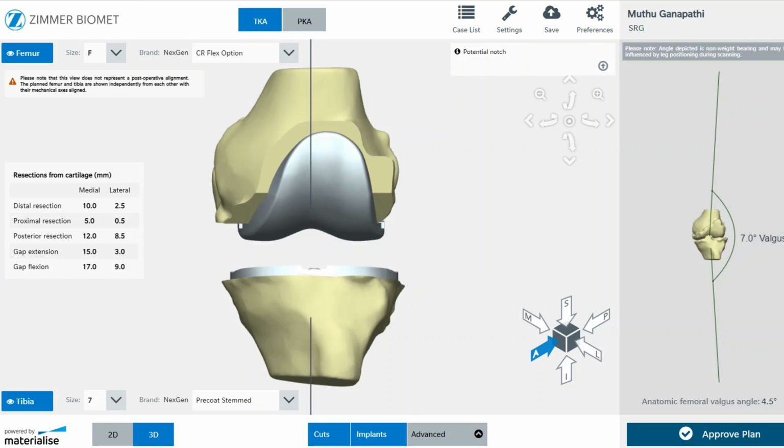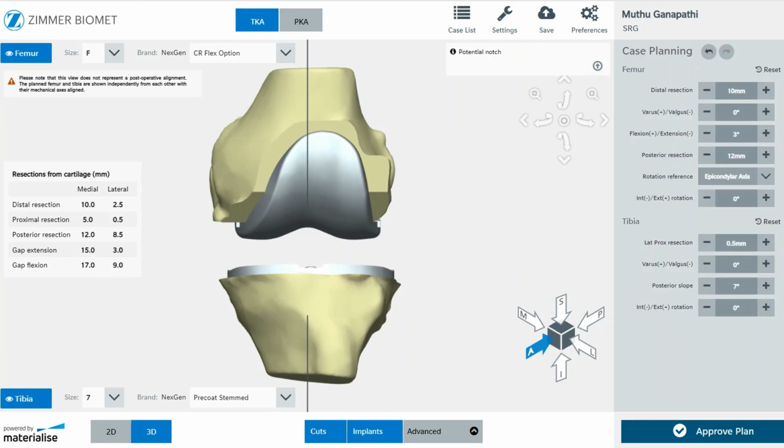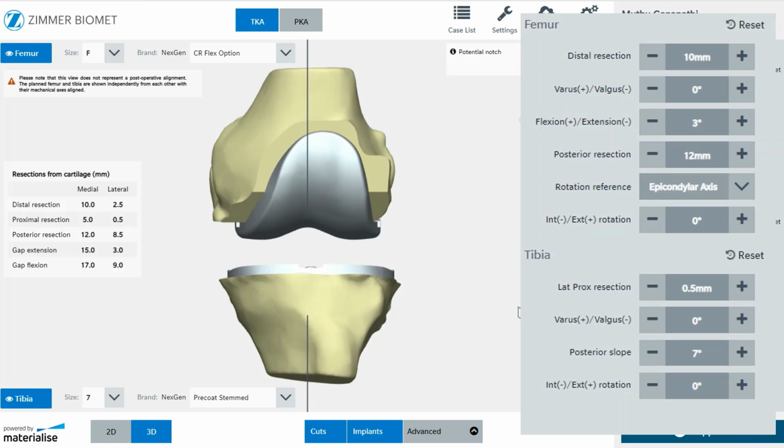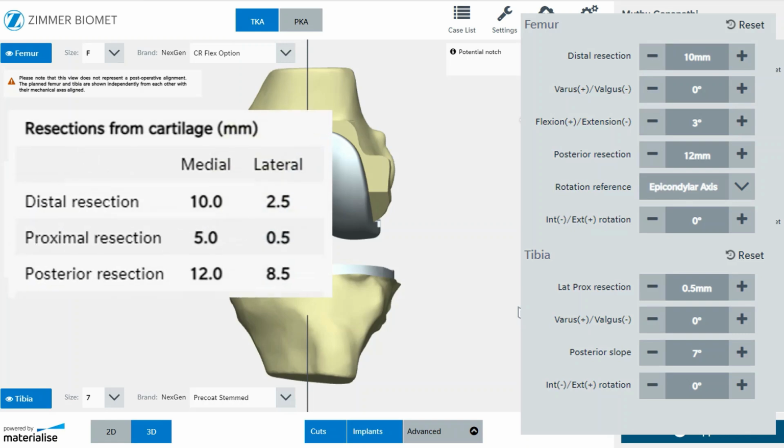So that's how the planning software looks. You can see 7 degrees supine valgus. So the standing valgus will be more. So that will be the neutral mechanical cuts, 0 degree varus valgus, both in the femur and the tibia, rotation based on the epicondylar axis, 7 degree posterior slope. So as per the plan, I'll be cutting 10 millimeter distal medial femoral condyle, 2.5 laterally, proximal tibia 5 millimeter medially and 0.5 millimeter laterally, and the posterior section is 12 millimeter medially and 8.5 millimeter laterally. Now I'll show a video showing salient features of planning.